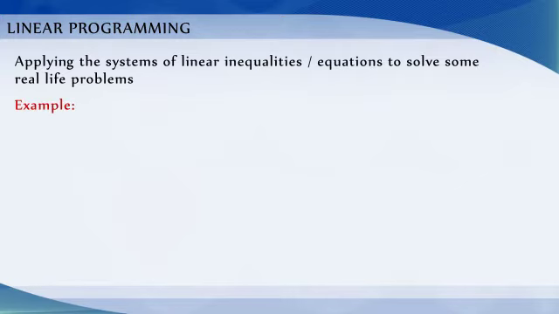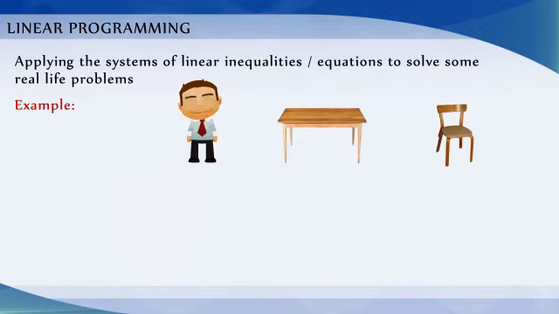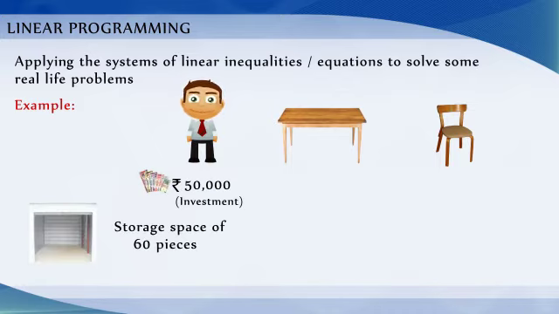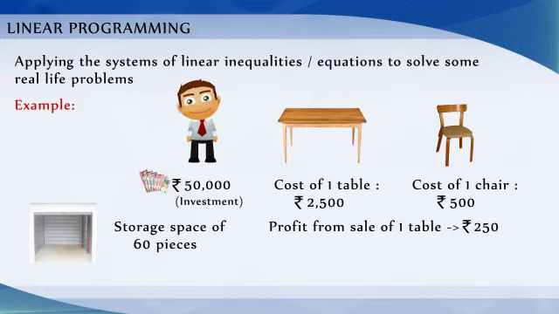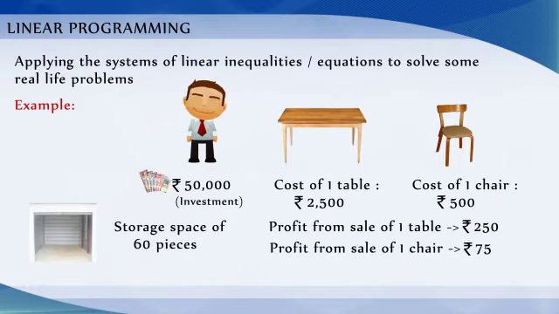Consider the following example. A furniture dealer deals in only two items, tables and chairs. He has rupees 50,000 to invest and has storage space of at most 60 pieces. A table costs rupees 2,500 and a chair costs rupees 500. He estimates that from the sale of one table, he can make a profit of rupees 250, and that from the sale of one chair, a profit of rupees 75.